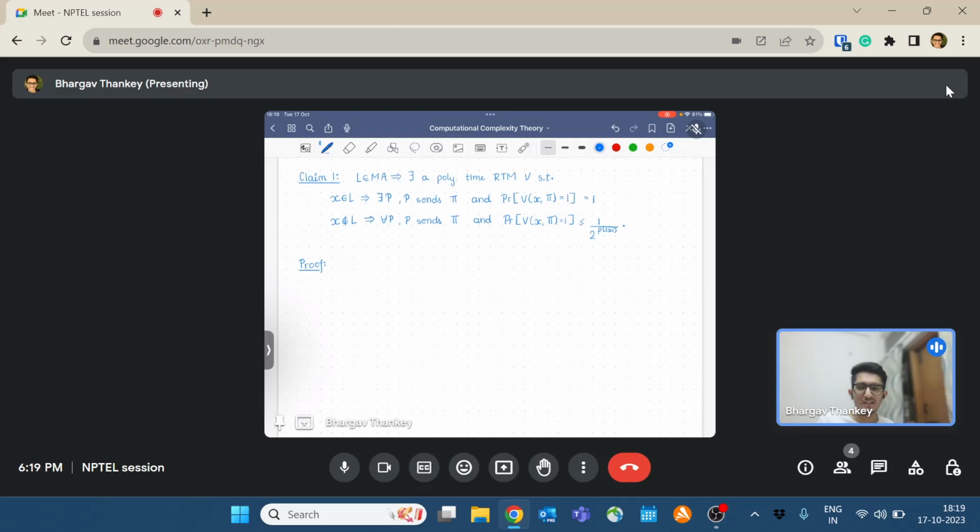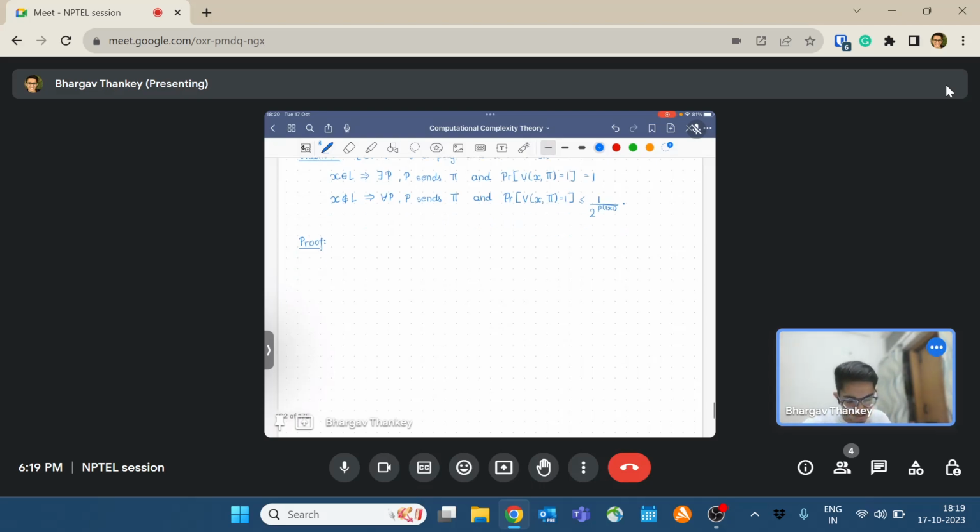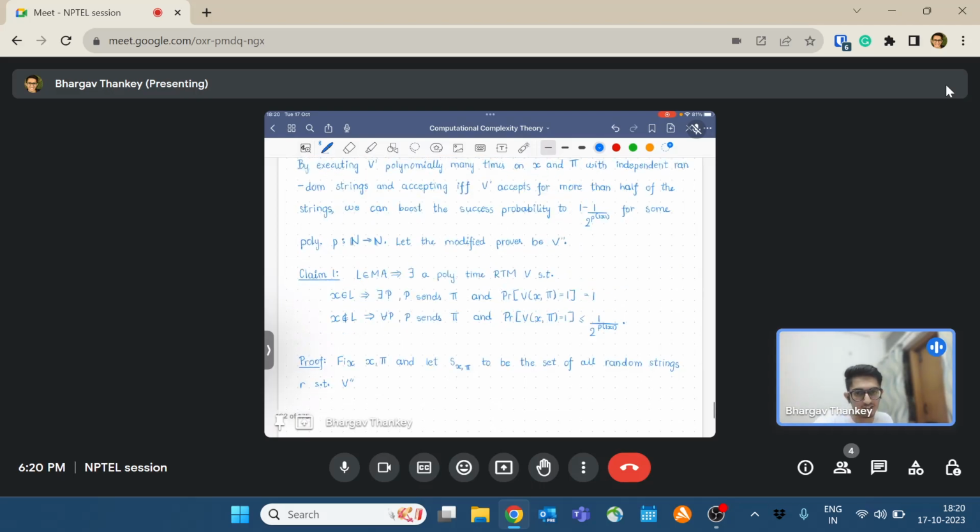So the proof of this is going to be somewhat like the proof of BPP in P/poly. Just like in that proof, we are going to define this, that either... So the V double prime is the one that we obtained over here. It's the verifier that succeeds with very high probability.